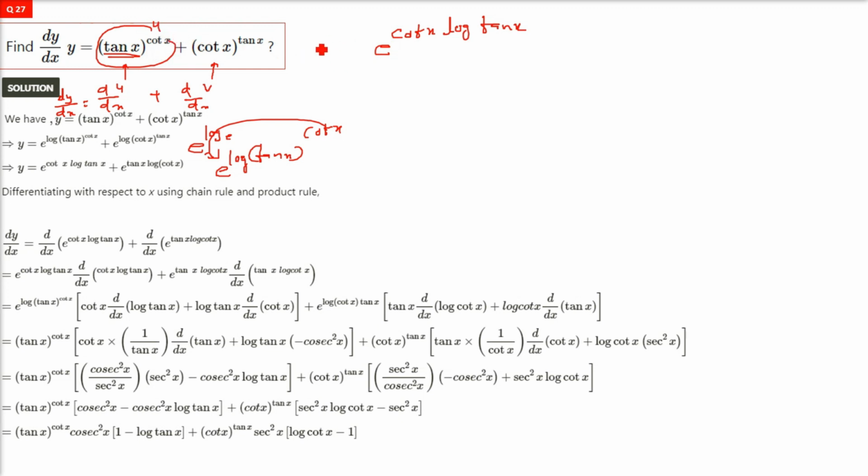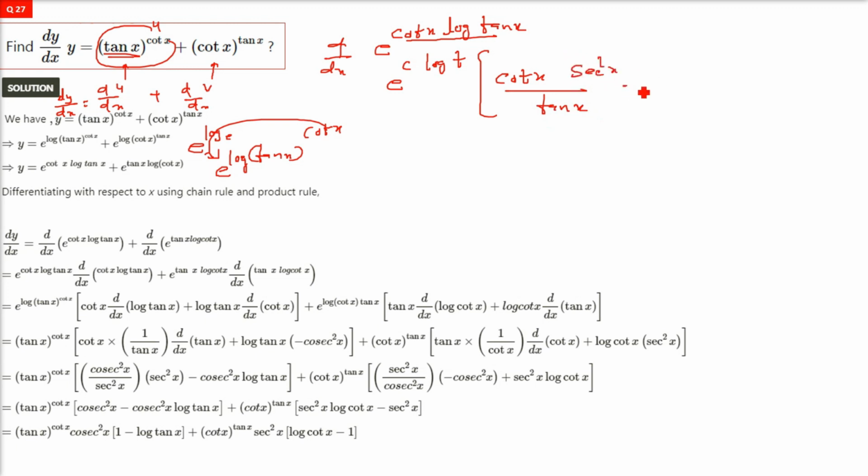So we have this e to the power cot x log 10x. So d by dx of this is going to be the same thing, because e to the power anything will be e to the power that thing only. e to the power cot x log 10x. Now cot x we take outside. Derivative of log 10x is 1 by 10x, and of 10x is sec square x. This is sec square x.